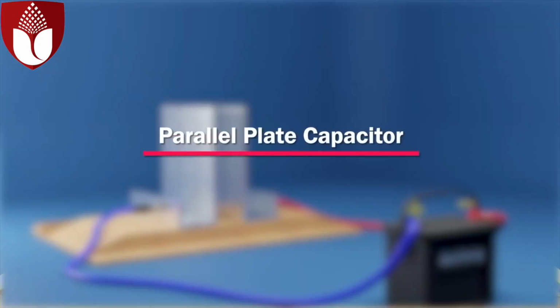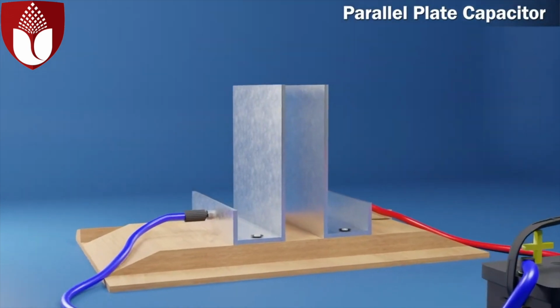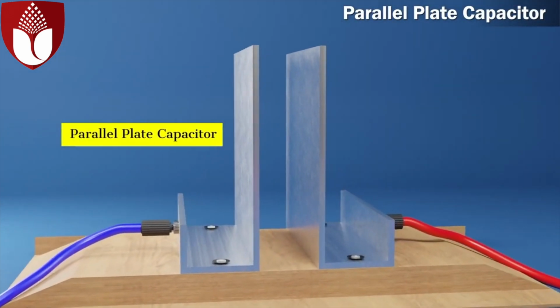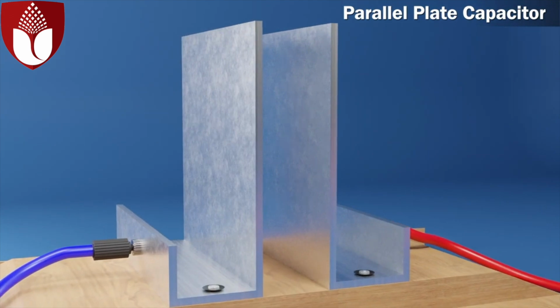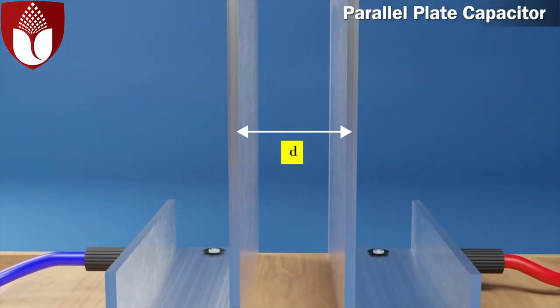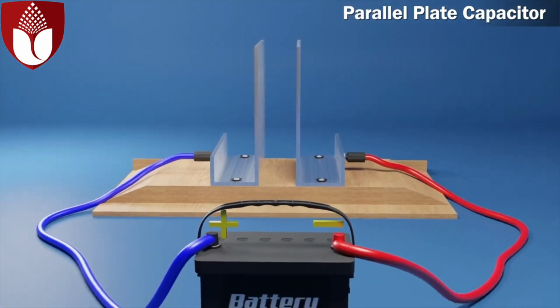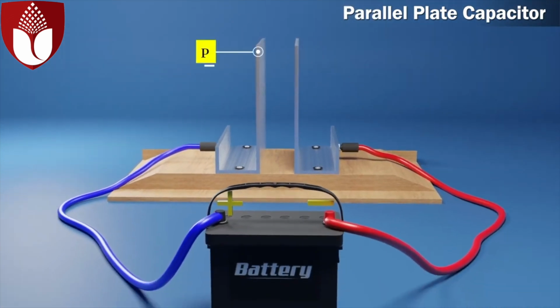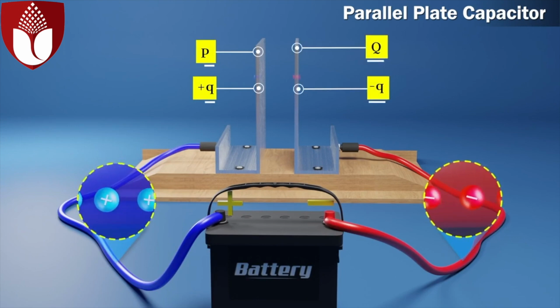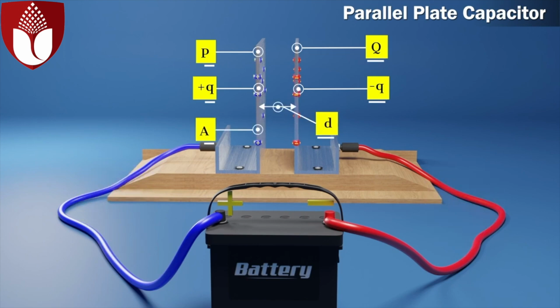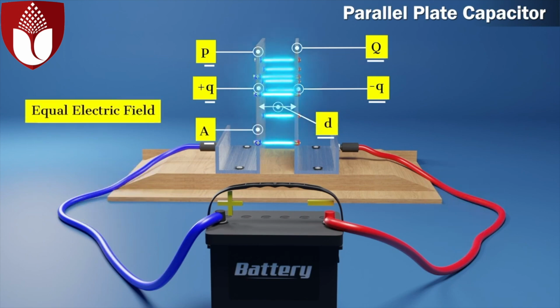Parallel plate capacitor. A parallel plate capacitor is the simplest form of capacitor. There are two parallel conductor plates, P and Q, in a parallel plate capacitor. Each plate has an area A. If they are located at a distance d from each other and they are connected to opposite poles of a battery, plate P will develop a charge of plus Q, while plate Q will develop a charge of minus Q. The charge would be distributed equally on both plates. If distance d is much smaller than the plate dimensions, a uniform electric field is formed.